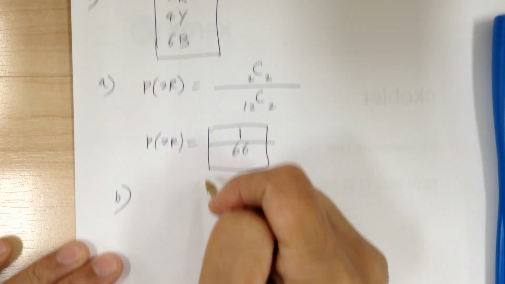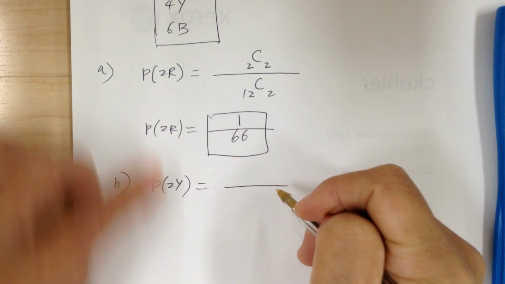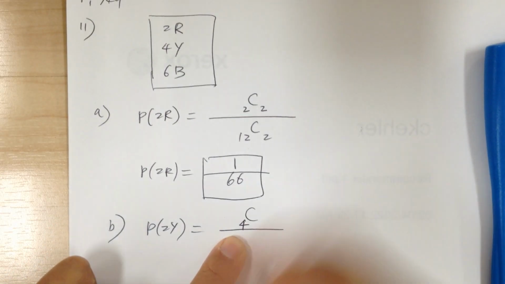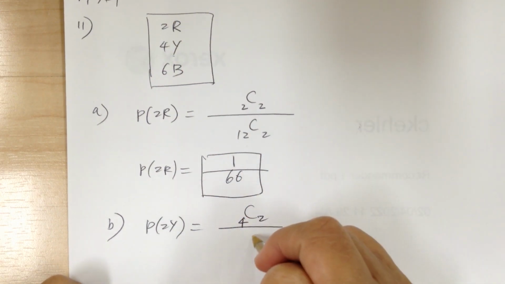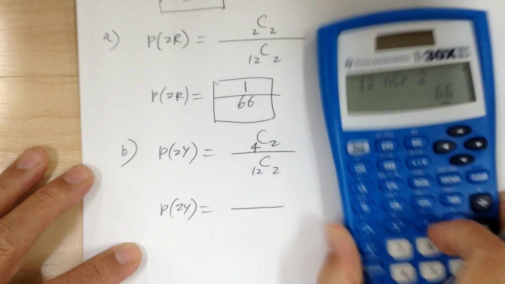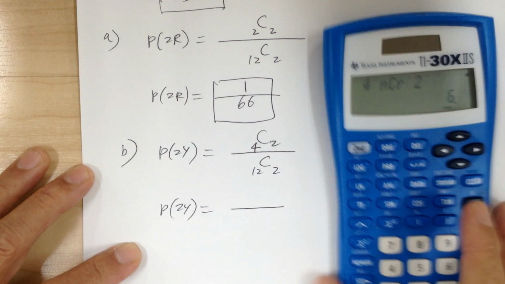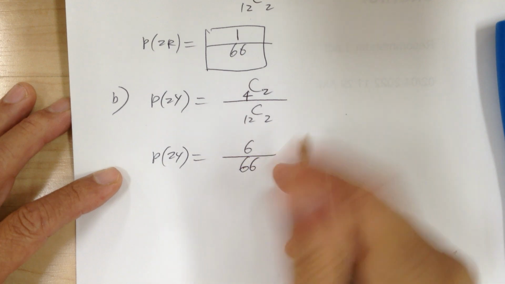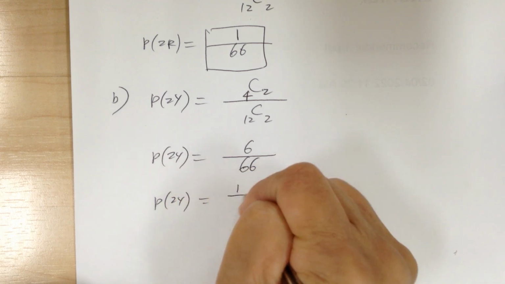Okay, for B, both are yellow. So the probability of 2 yellow. So you want the 2 yellow. There are 4 of them. So there are 4 yellow, and you have to get 2. So again, that's the event. That's what you want. And over sample space, so the probability of 2 yellow will equal 4C2, which is equal to 6. Now the sample space will remain the same. Once you've already figured it out, you can just keep using it. So sample space does not change. And simplifying will give you 1 over 11.